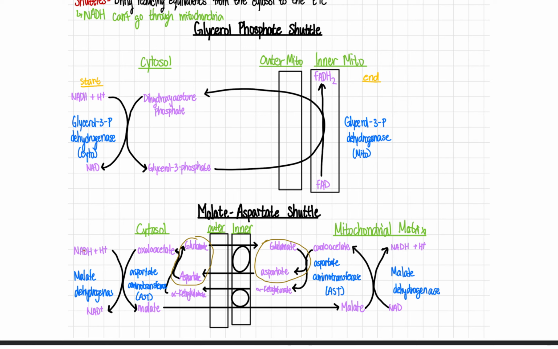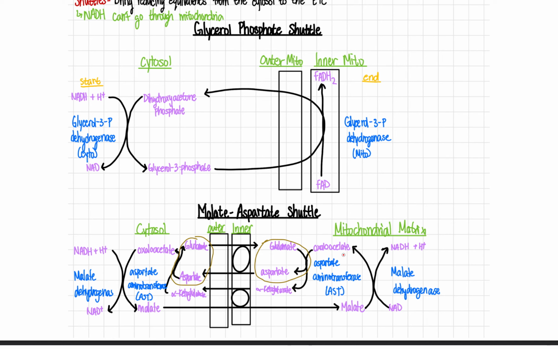So on this side, we have NADH going to NAD via malate dehydrogenase. And over here, we have the reverse. We have NAD going to NADH via malate dehydrogenase. And over here, we have oxaloacetate going to malate via aspartate aminotransferase. And over here, we have malate going to oxaloacetate via aspartate aminotransferase. So as you can see, the NADH that we started with in the cytosol is eventually getting remade in the mitochondrial matrix. So it's giving us those same reducing equivalents instead of converting it to some other reducing equivalents.